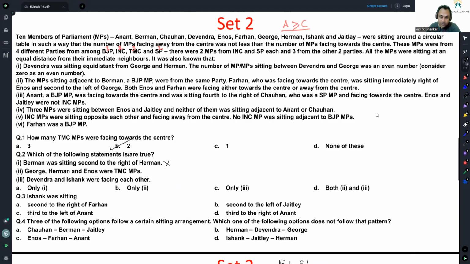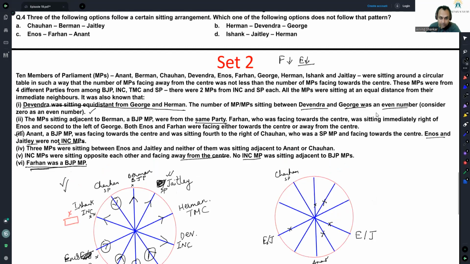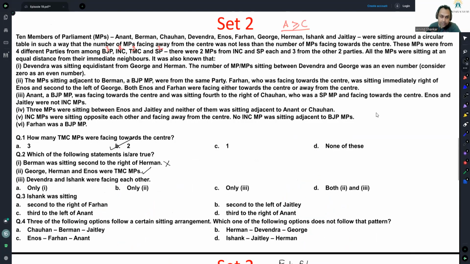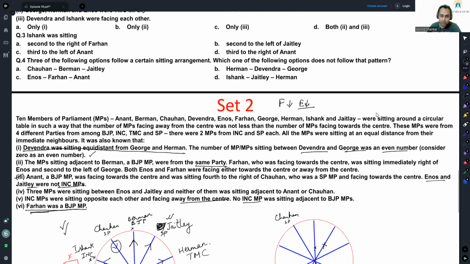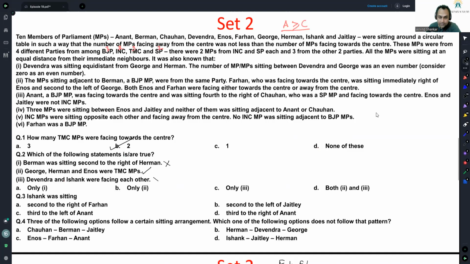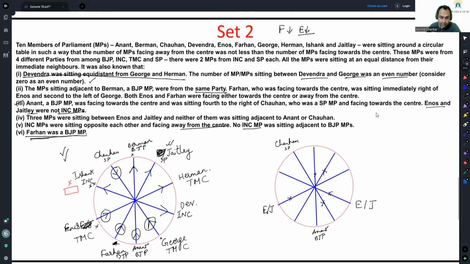George, Herman, and Enos were TMC MPs. Yes, this is true. Devendra and Ishank were facing each other. While they are sitting on opposite seats, they're not facing each other. They're facing away from the center, no? So they are not facing each other. The answer to the question has to be option B. Only 2 is valid.